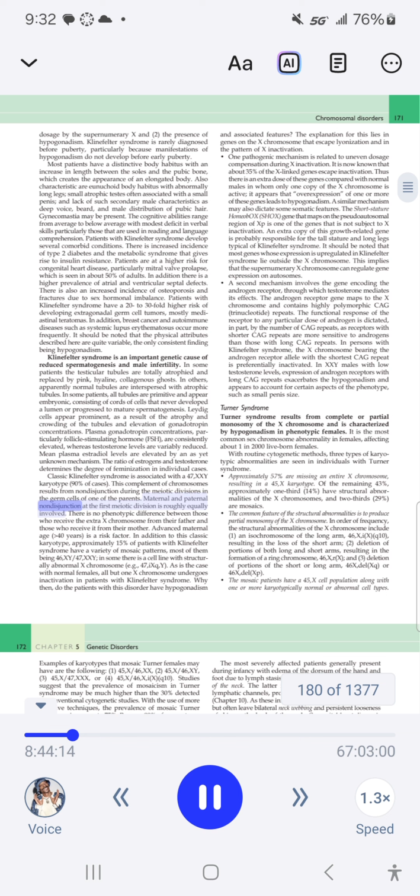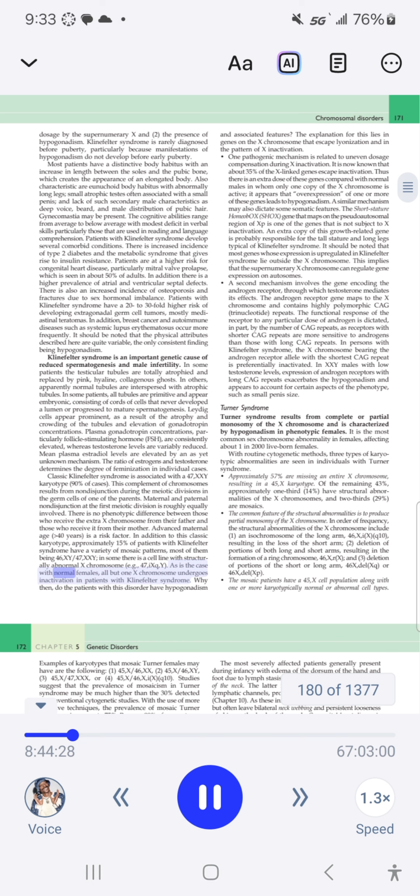Maternal and paternal non-disjunction at the first meiotic division is roughly equally involved. There is no phenotypic difference between those who receive the extra X chromosome from their father and those who receive it from their mother. Advanced maternal age, greater than 40 years, is a risk factor. In addition to this classic karyotype, approximately 15% of patients with Klinefelter syndrome have a variety of mosaic patterns, most of them being 46,XY/47,XXY. In some, there is a cell line with a structurally abnormal X chromosome, for example 47,i(Xq)Y.